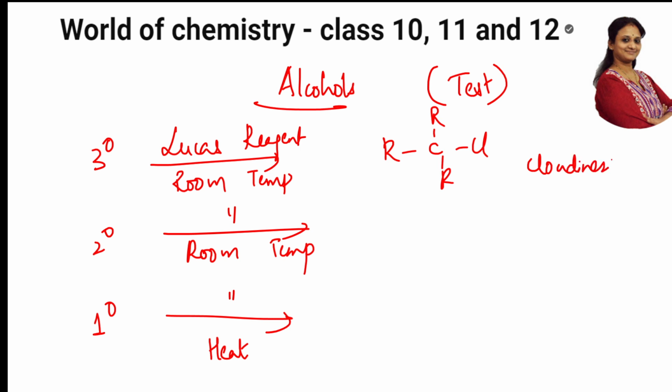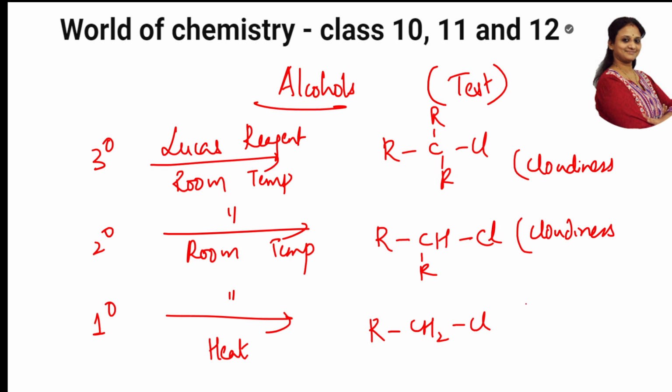This is same. Here also you will be getting an alkyl halide with two alkyl groups. Here also you get cloudiness. In this case, in primary, here also you get alkyl halide. Here also you get cloudiness. What is the difference between all three for distinguishing?